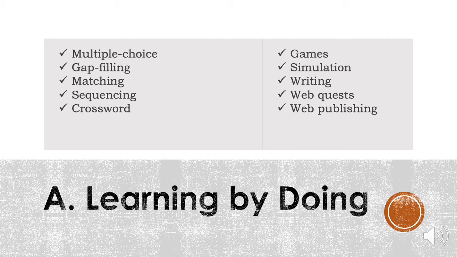We start with learning by doing. As mentioned, learning by doing is based on tasks, which is why technical functionalities are an excellent way to enforce such a methodology. Examples of such functionalities are interactive quizzes, like multiple choice or gap filling, matching, sequencing, crosswords, games and simulations, writing, web quests, and publishing.